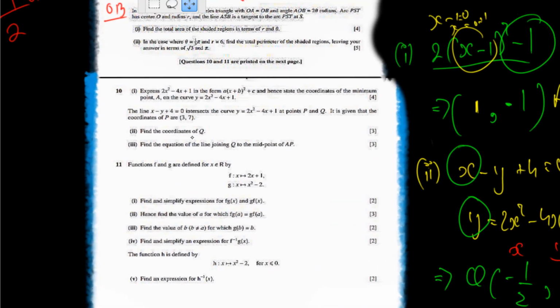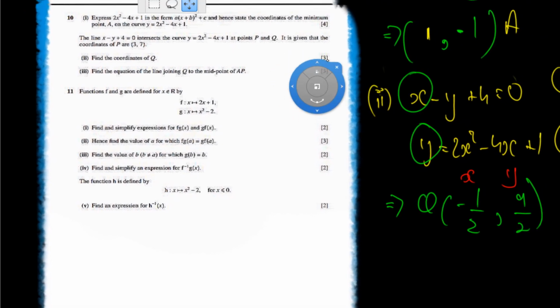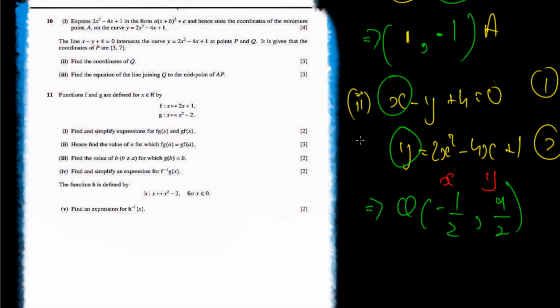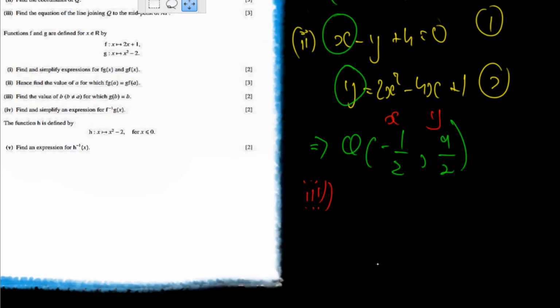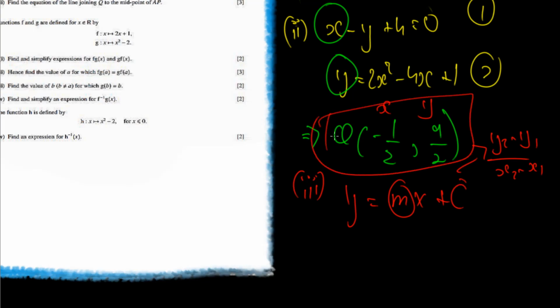What do you have to do next? It's given that P is given. Find the coordinates of Q, which we did. Part number 3: find the equation of the line joining P and Q. Okie dokie. We know that lines are always in the format y is equal to mx plus c, where m is your gradient and c is your y-intercept. We can find the gradient by using the equation y2 minus y1 divided by x2 minus x1, and once we do that, we can plug in the coordinates of Q or the coordinates of P to find the value of c.